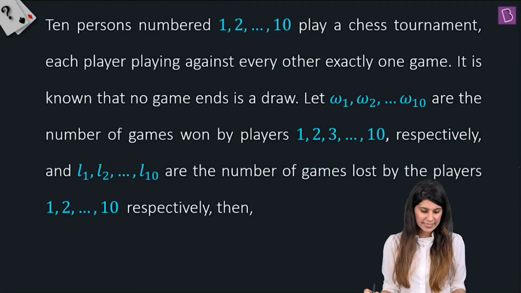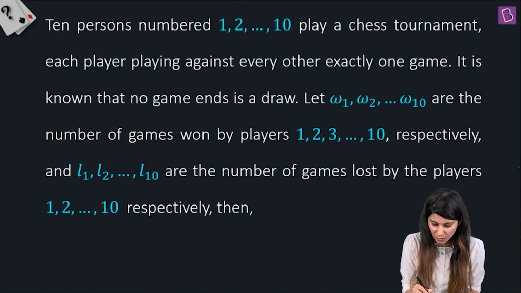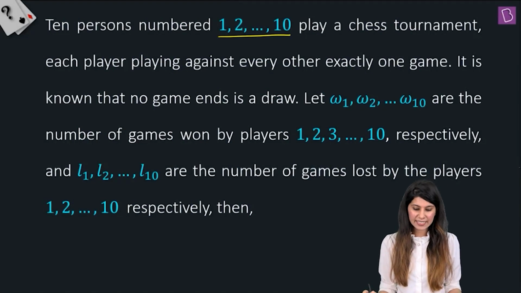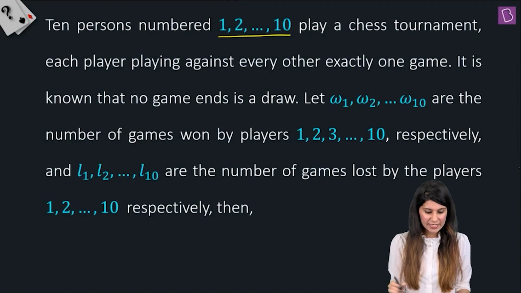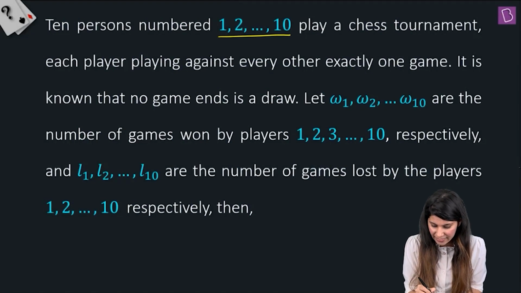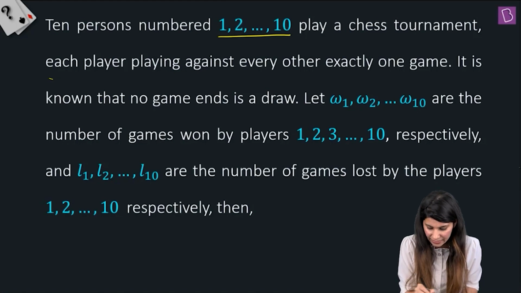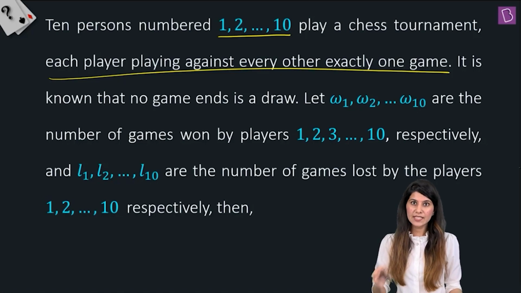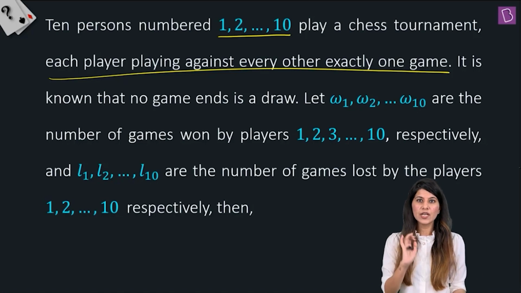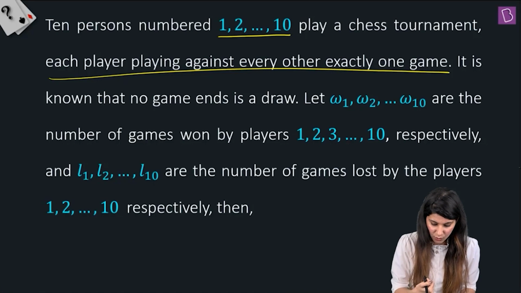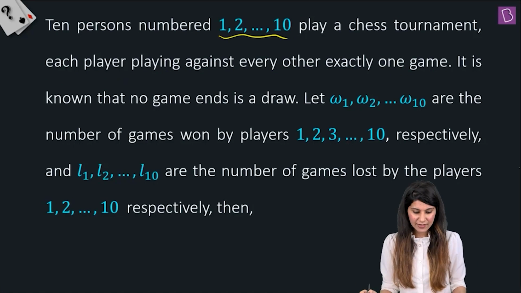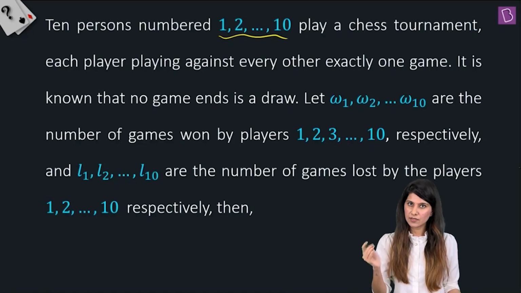In this question, it is given that 10 persons numbered 1, 2, 3, 4, 5, 6, 7, 8, 9, 10 play a chess tournament, and each player plays against every other exactly one game. Yes, there is a lot of information in this question, so this question demands patience and time. So there are 10 players, and each player is playing against every other person.